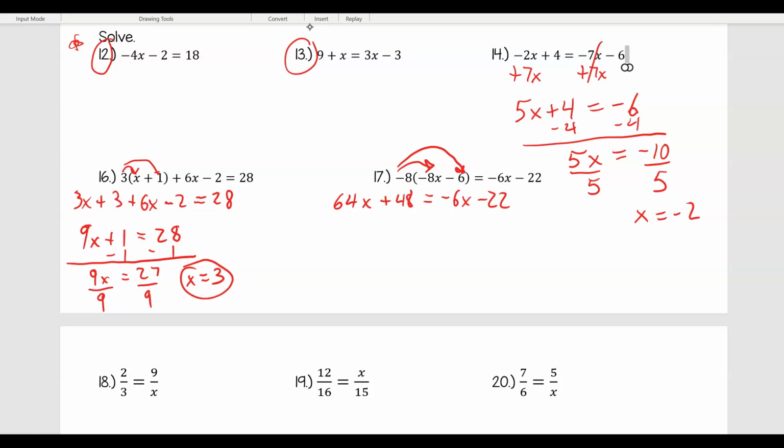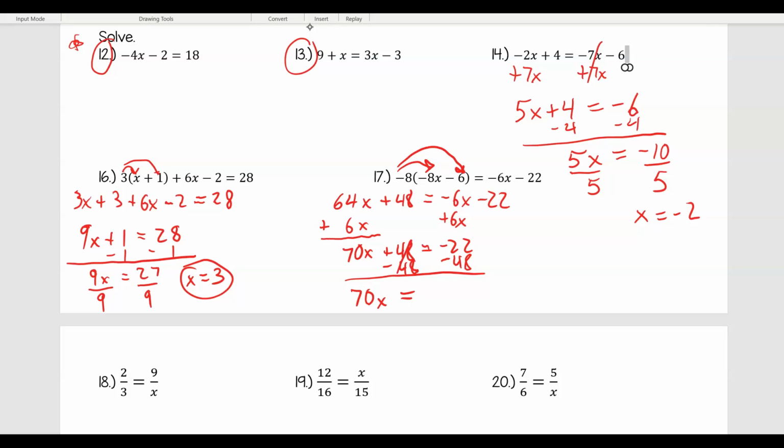Let's collect the x's over here since there's more of them. They'll keep them positive. And I get a big number there. 70x plus 48 equals negative 22. So I'm going to subtract 48. I need that to go away. I don't want it on the same side with the x's. All I want on the left side are x's. So 70x is fine to live over here.